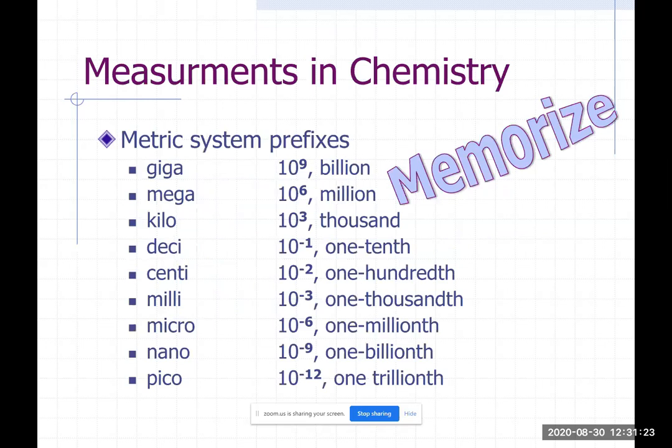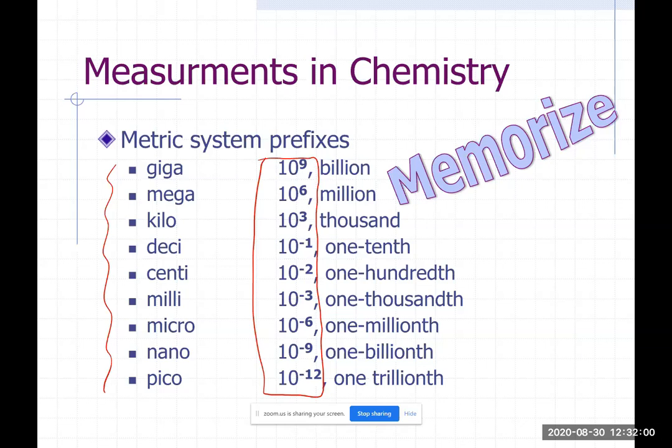So again, you're going to have to memorize these metric system prefixes and powers of 10. The prefixes are on this side over here, and the powers of 10 are here. You don't have to memorize that 10 to the 9 is a billion or 10 to the 6 is a million, because you should know that. And if you don't, you can quickly determine that on your calculator. What I want you to memorize are the powers of 10 that are associated with each of these prefixes.